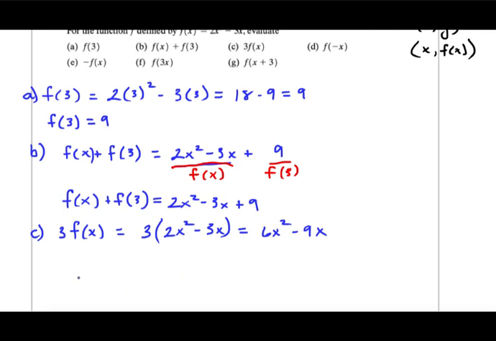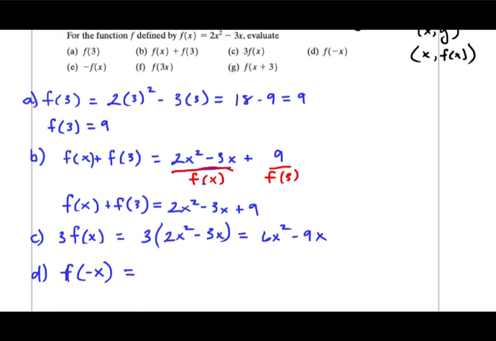So let's take a look at a few more. D is f of negative x. So now everywhere we see x in our function, we are going to replace that with a negative x. So you have to be careful with parentheses and such here. So I get 2 times, instead of x squared, I get negative x squared minus 3 times negative x.